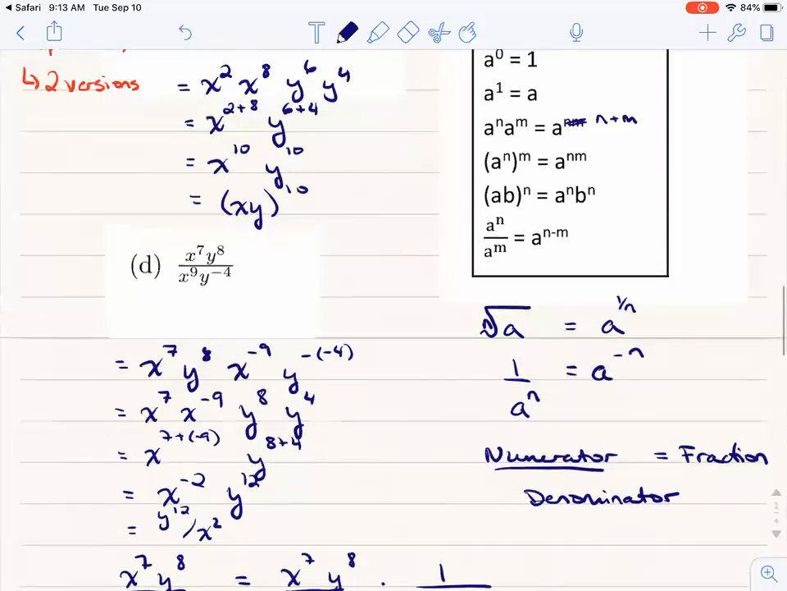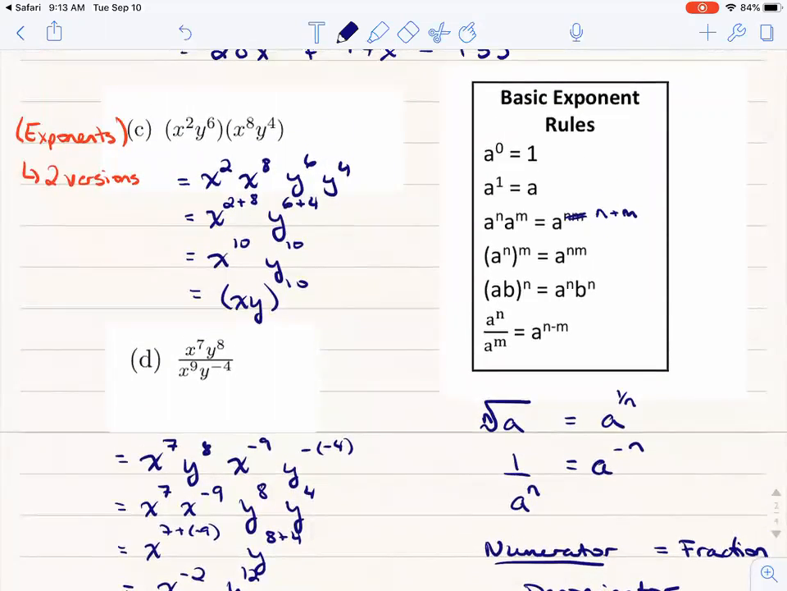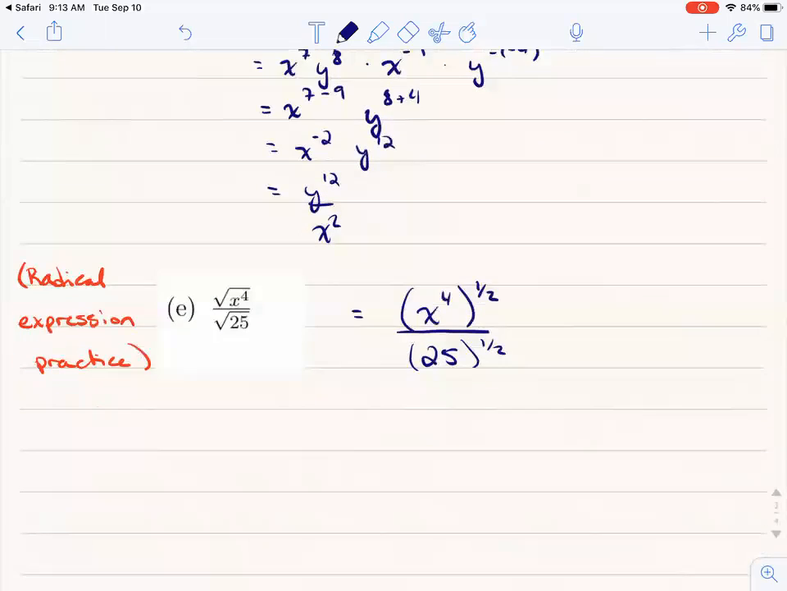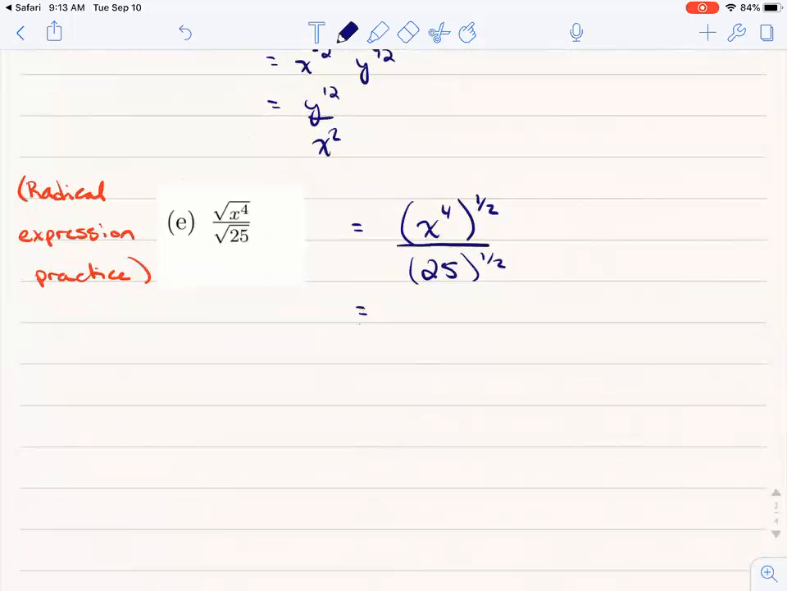And that's just using this, which rule? This rule, but less fancy. So this is the same as x to the power of 4 times 1/2 in the power. Right? 25 to the 1/2, we should just be writing 5, right? Because we know the square root of 25.